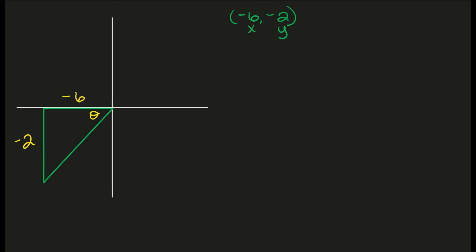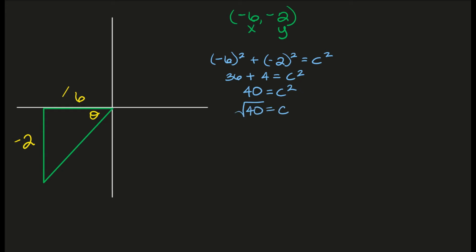So here I'm going to say (-6) squared plus (-2) squared. This is going to give me my hypotenuse. So (-6) squared is +36. 2 squared is 4. 36 plus 4 is 40. And now the square root of 40 is going to be the value of my hypotenuse.